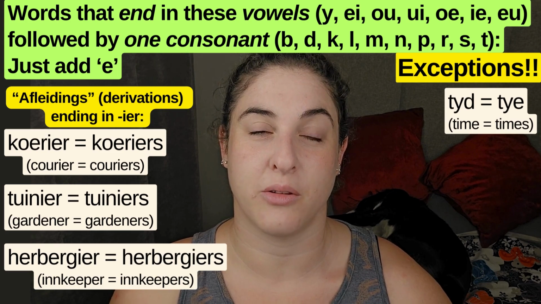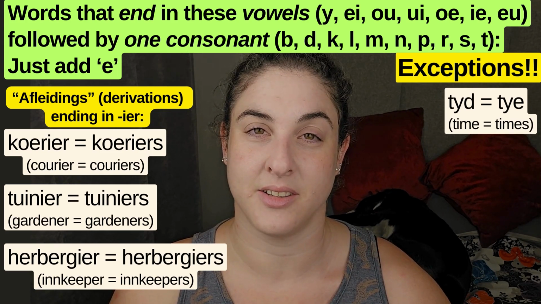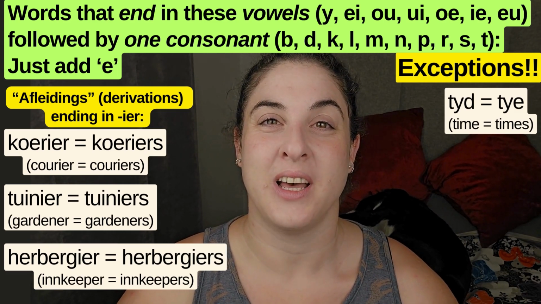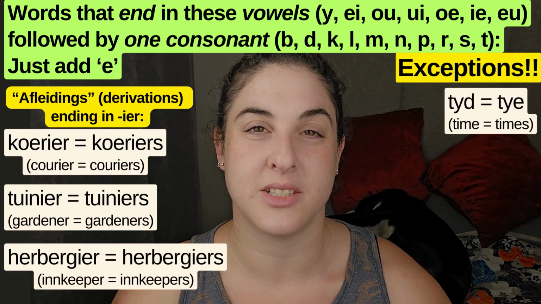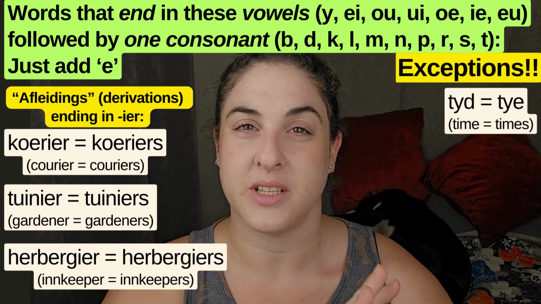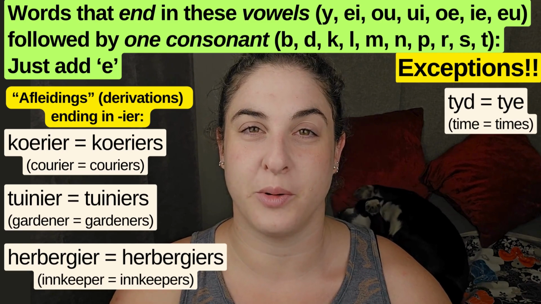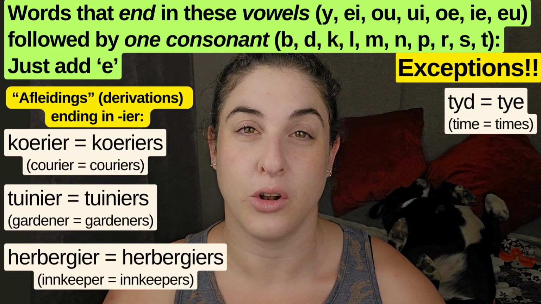Then there's another one on the right. You'll see tyd, which is time. Now, if you want to go to times, then it becomes tye. So this one changes all on its own. It's got its own little situation going on. No particular rule. Learn that one.